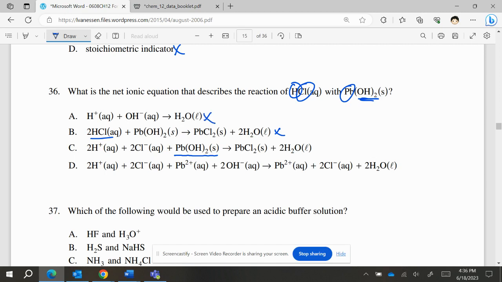It's more than just H plus and OH reacting. And again, PbOH and PbCl, these ones aren't forming precipitates like they should be. And PbCl2 does form a precipitate. The acid breaks up the hydroxide, but then the lead combines with the chlorine right here to form this precipitate. This is my answer right here.